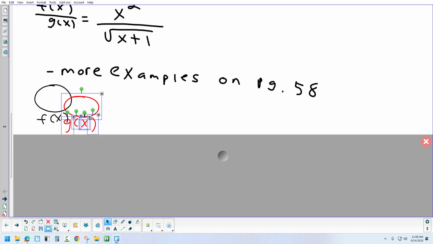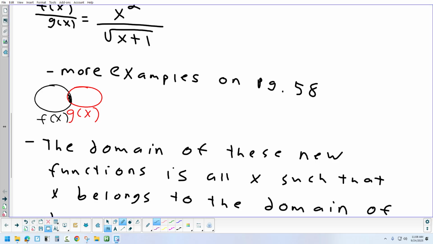We get it. It's a Venn diagram. So the domain is everything that's in the overlap. When you combine two functions together, the domain is everything that was in the first one and everything that was in the second one. It has to be in both.